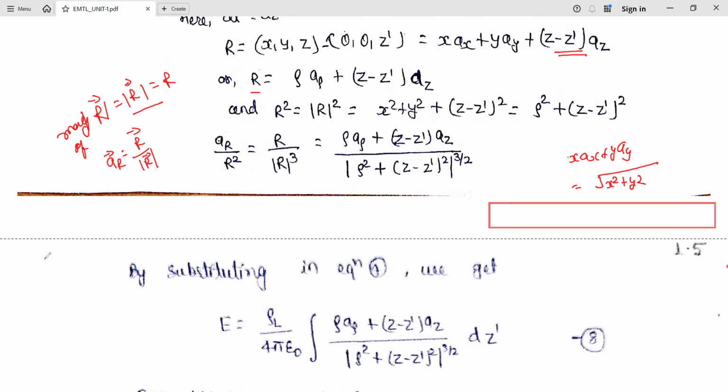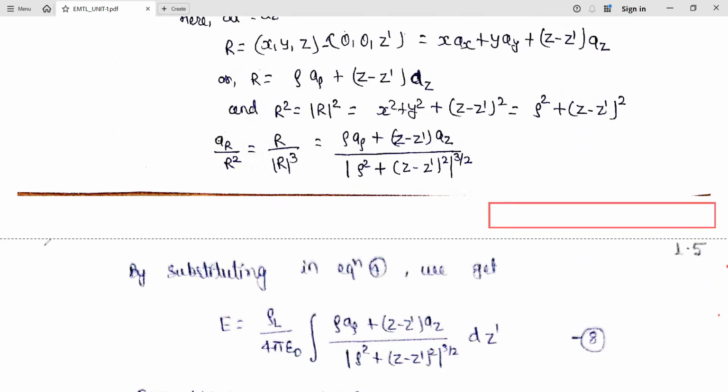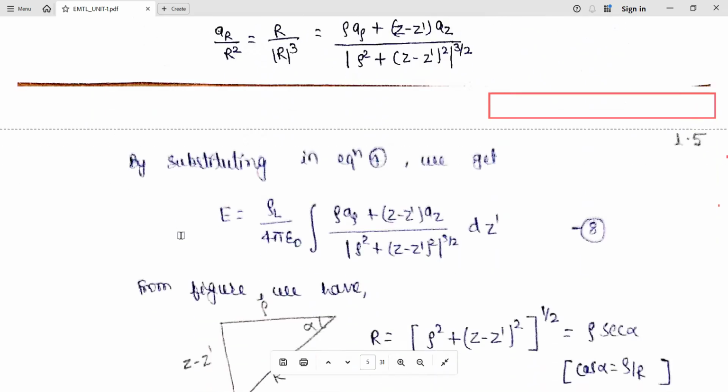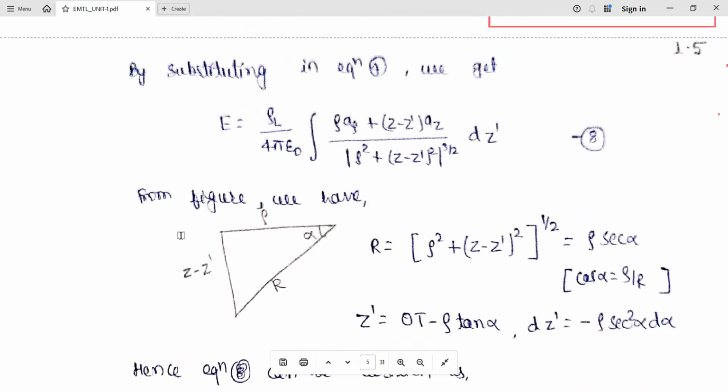Now these values we need to substitute in another expression. So finally, equation 1 becomes E equal to rho L by 4 pi epsilon naught. These values we are substituting here. So finally this is the R vector here, and this is the magnitude of that one. Now here we have z minus z dash.